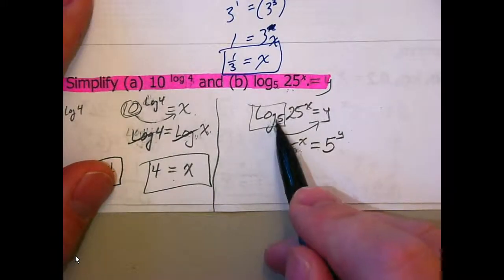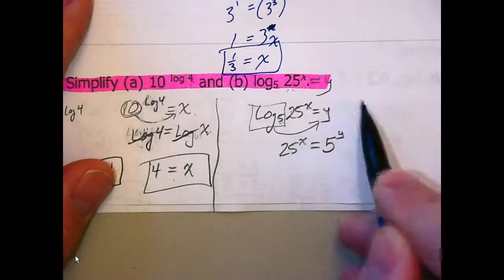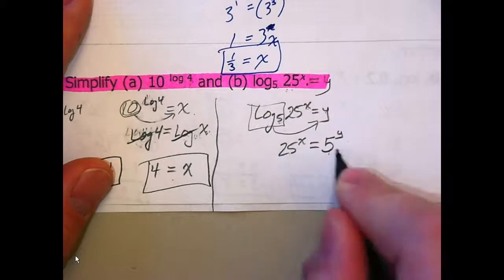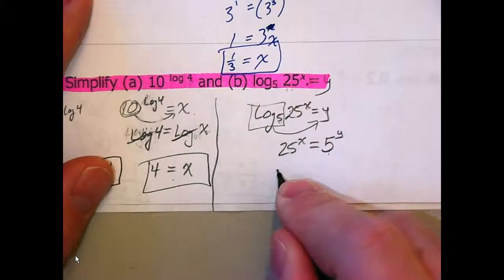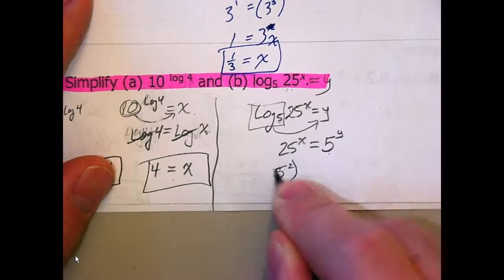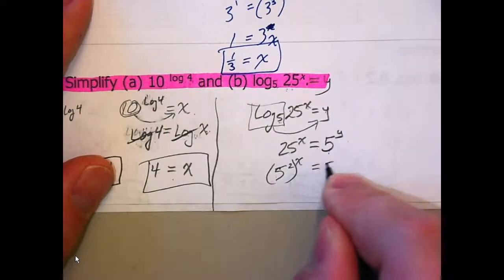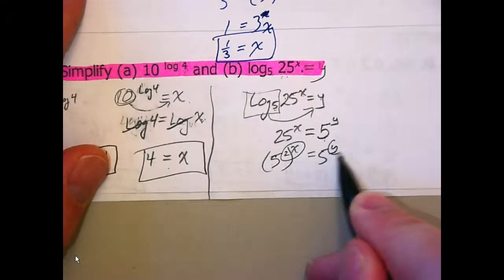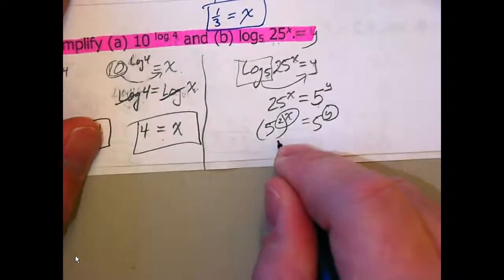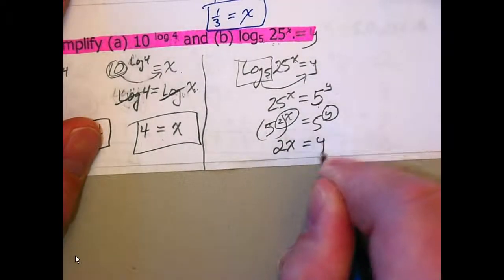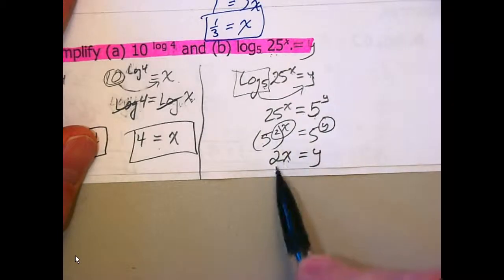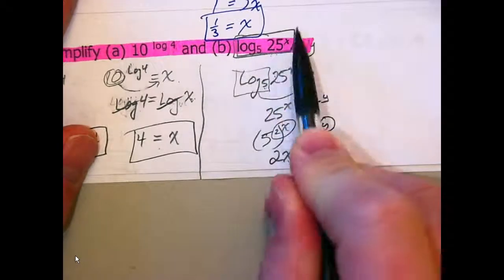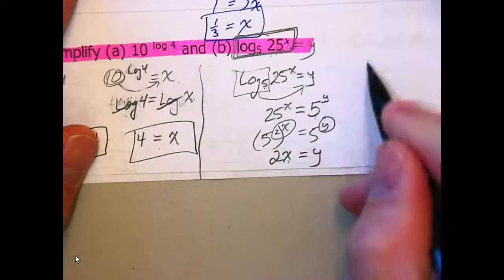Okay, so once again, we're getting rid of the log by moving it over, which makes it exponential. Okay, 25 is what power of 5? 2. So that is 5 squared equals, so that now says 2x equals y. If 2x equals y, well, that's what we're solving for. Y is 2x. This thing up here that we're trying to solve is equal to 2x.